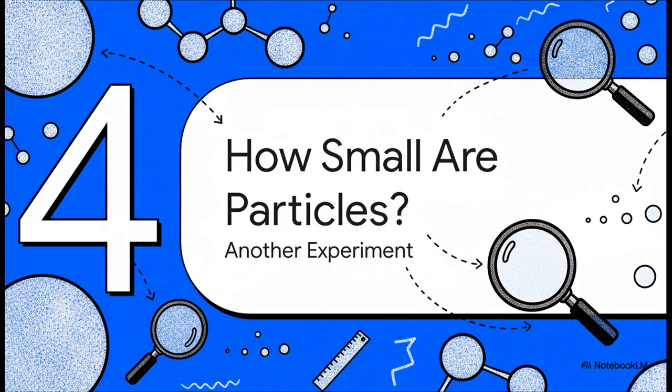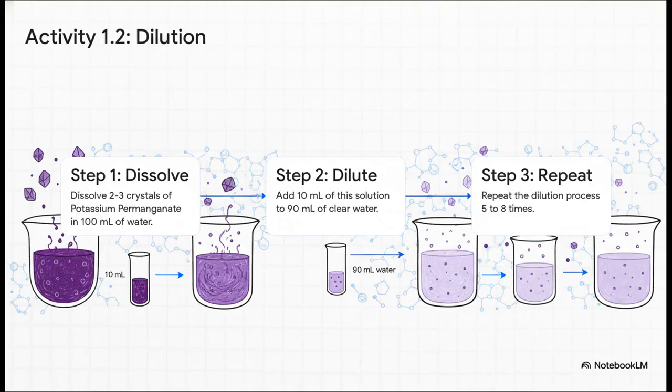Okay, so we've established that matter is made of particles. That leads to the next logical question, doesn't it? Just how small are these particles? Can we even see them? Let's investigate this with another activity. This time, we'll use a chemical called potassium permanganate. We only need 2 or 3 tiny crystals. They have a very strong dark purple color. We dissolve them in 100 milliliters of water. Then, we take just 10 milliliters of this purple solution and mix it with 90 milliliters of fresh, clear water.